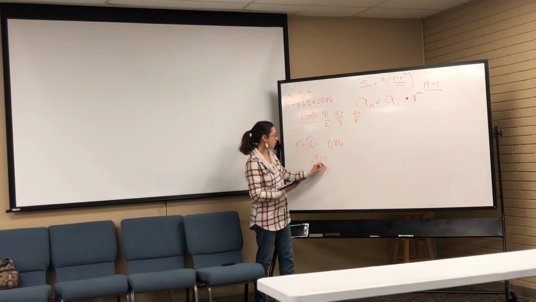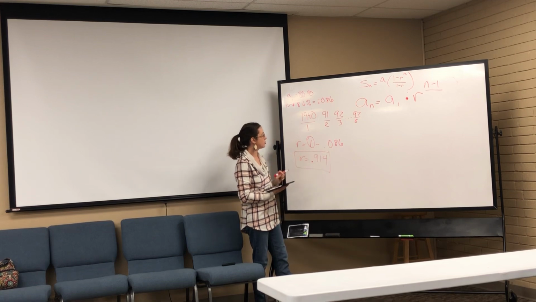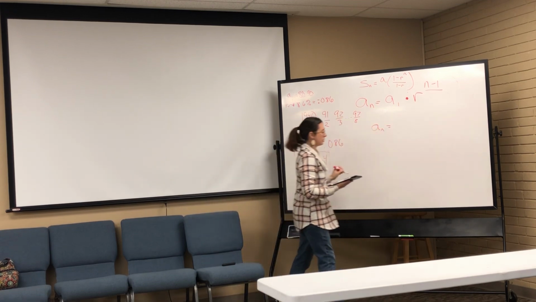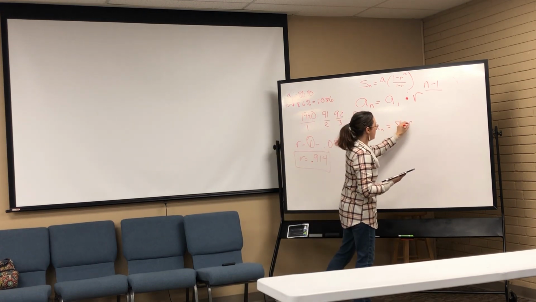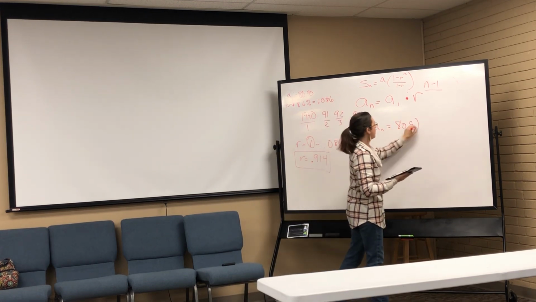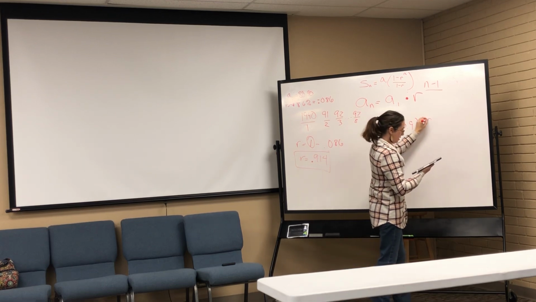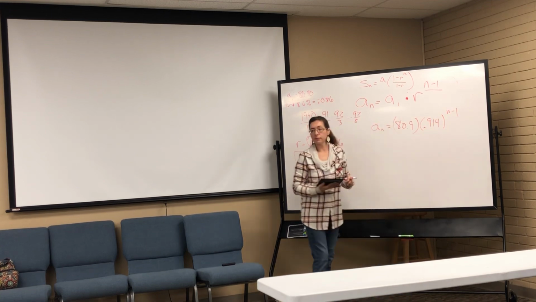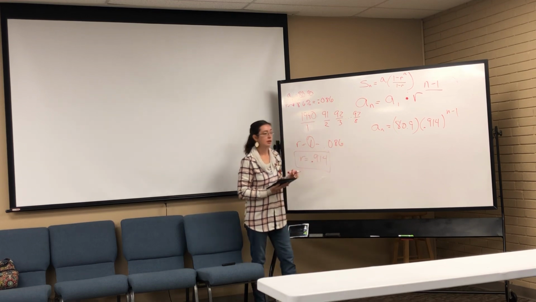0.914. So here's our R value that we're going to use. So we could say that for any year, we started with 80.9. Our rate is 0.914 to the n minus 1. Okay. Got that?